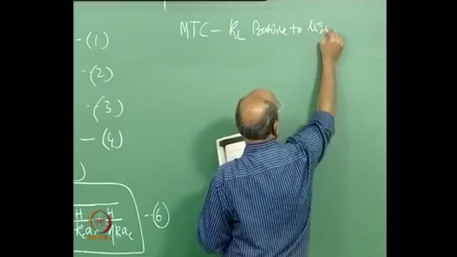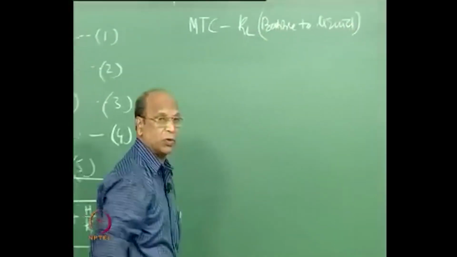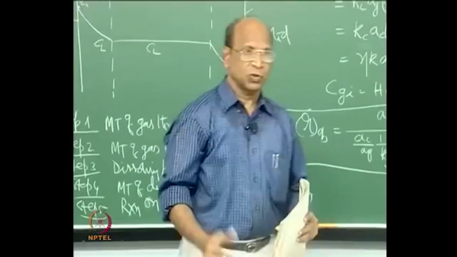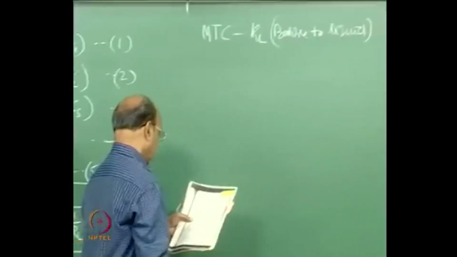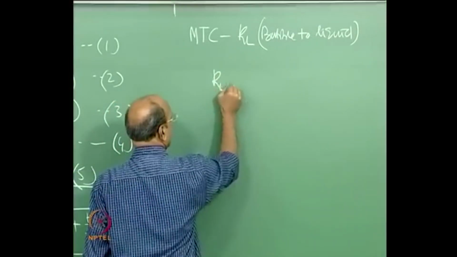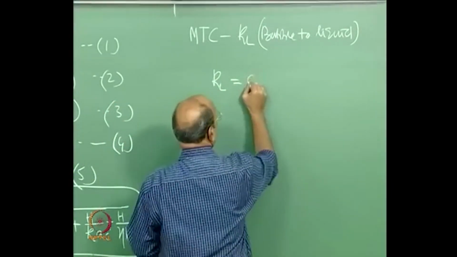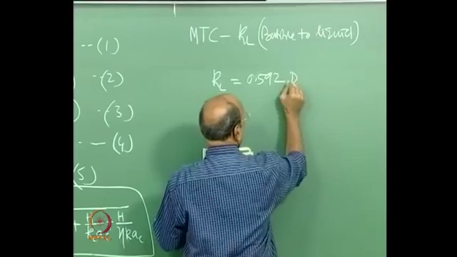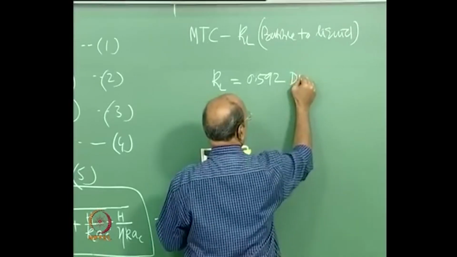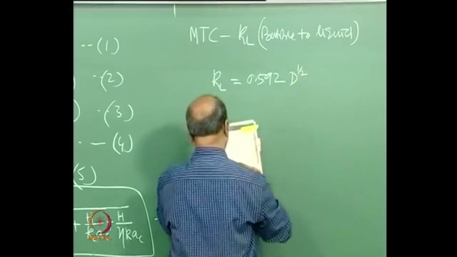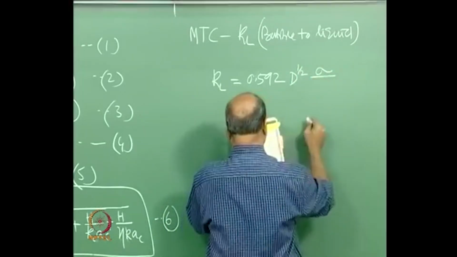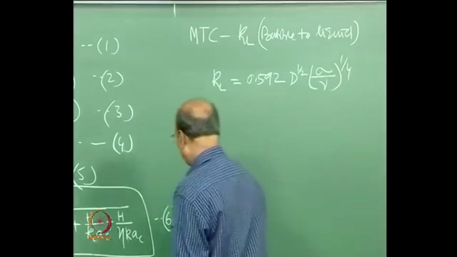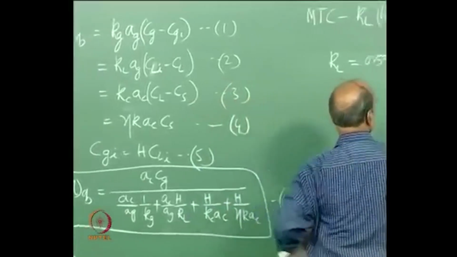So, this KL is bubble to liquid, that is the mass transfer, because always when you say mass transfer coefficient, your question should be immediately from where to where, okay? Otherwise you do not know where to where. Good. So, you have the KL equation given as 0.592, this is diffusivity, gas diffusivity to the power of half, sigma by nu to the power of 4. If I go to 6, this is 7.